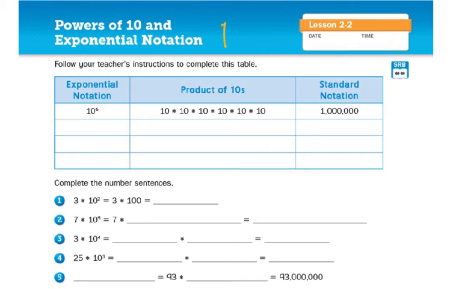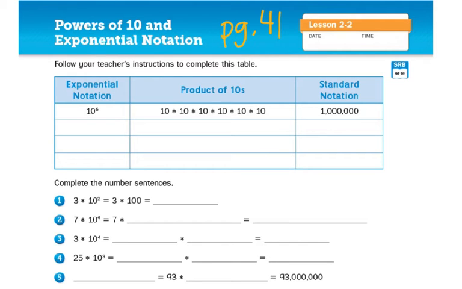Let's go ahead and open our journal to page 41. Page 41. Powers of 10 and exponential notation. I am going to read each of the columns and you'll fill it in as I do. So you can see an example there. We read this as 10 to the 6th power. As an equation, as a product of 10, we would write 10 times 10 times 10 times 10 times 10 times 10. In standard notation, that would equal 1 million.